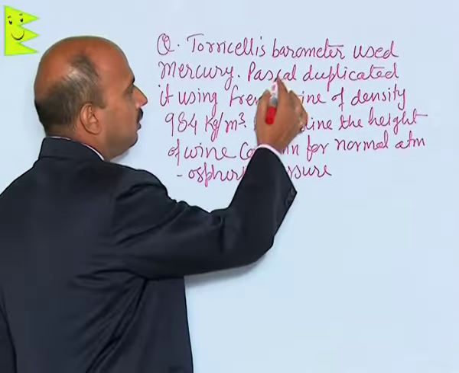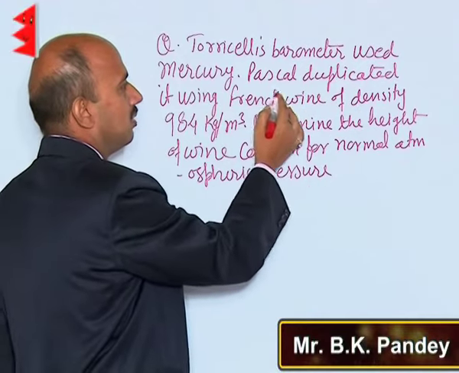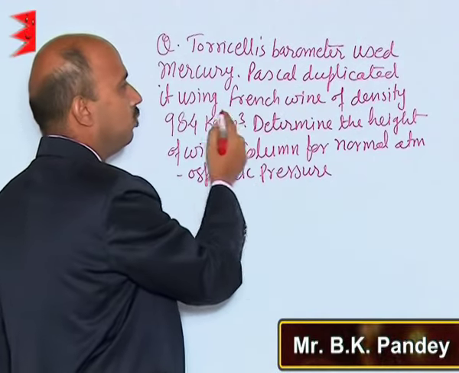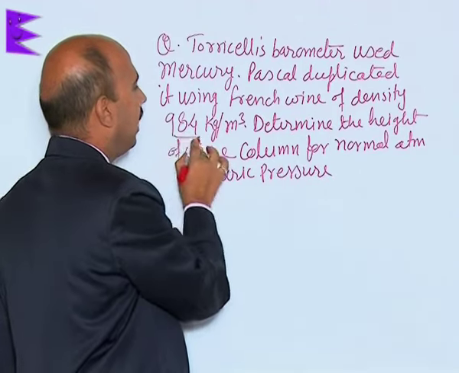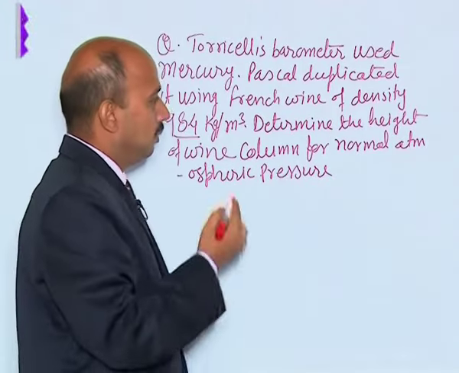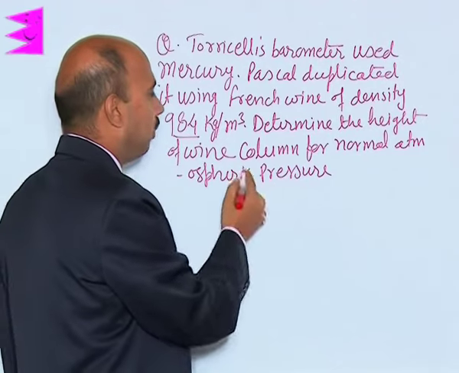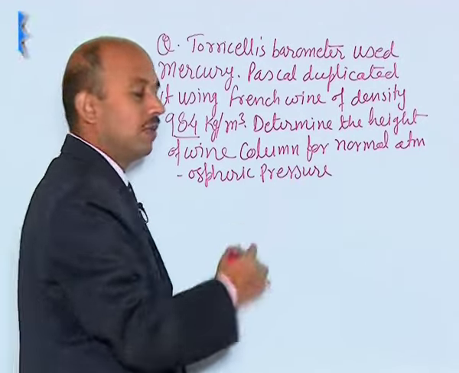Now see here, Torricelli's barometer used mercury. Pascal duplicated it using French wine of density 984 kg per meter cube. Determine the height of wine column for normal atmospheric pressure.